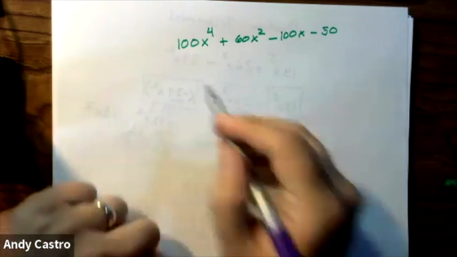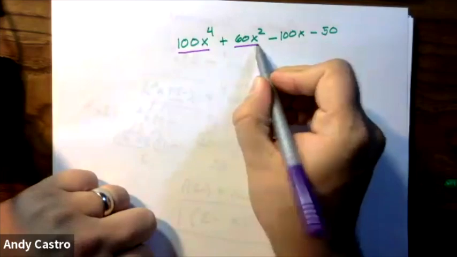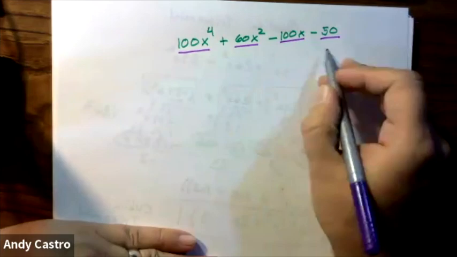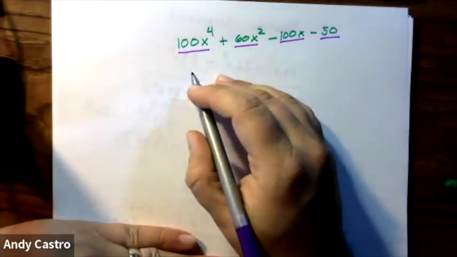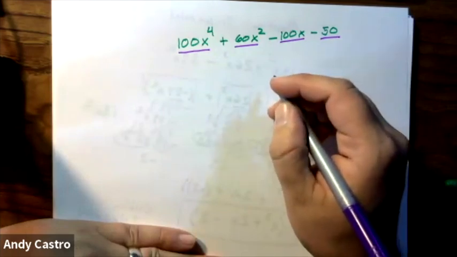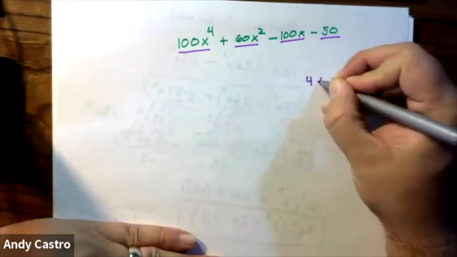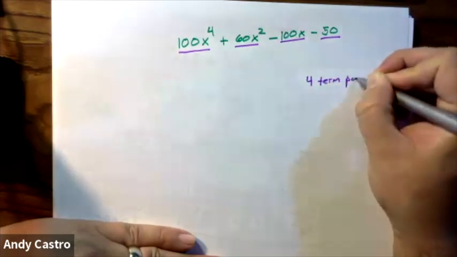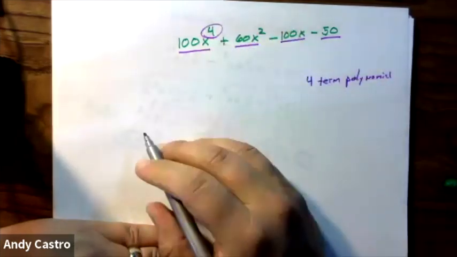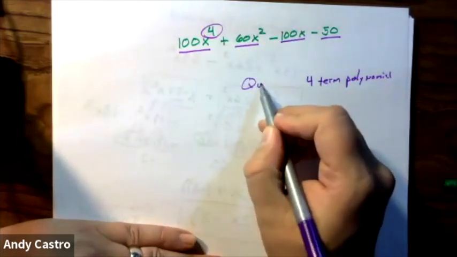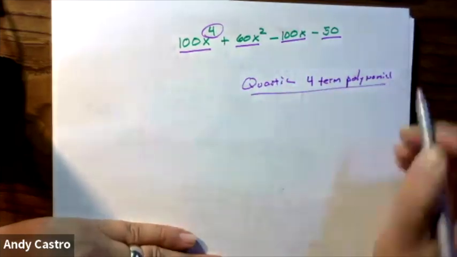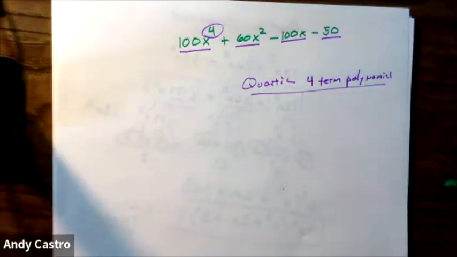Well, if we're going to name it, we'll recognize that there are 1, 2, 3, 4 terms. And 4 terms doesn't have a special name. That's just a 4-term polynomial. Degree 4 would be a quartic. Quartic, 4-term polynomial.